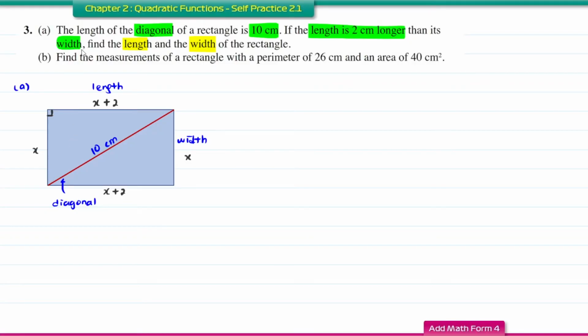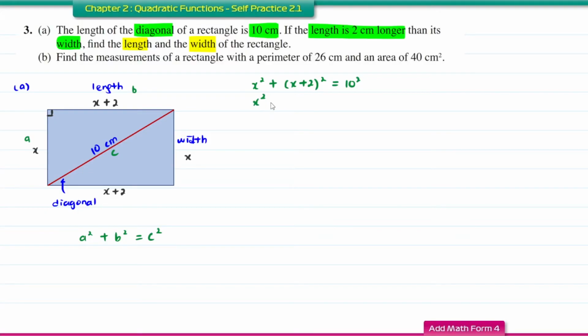So we can solve this using the Pythagoras theorem. The Pythagoras theorem is that a squared plus b squared equal to c squared. The c is referred to the hypotenuse, in this case the diagonal. Therefore the width is the a and the length is the b. So a squared plus b squared equal to c squared. When we represent it using x and x plus 2, it is going to be x squared plus b squared, x plus 2 squared, equal to 10 squared.